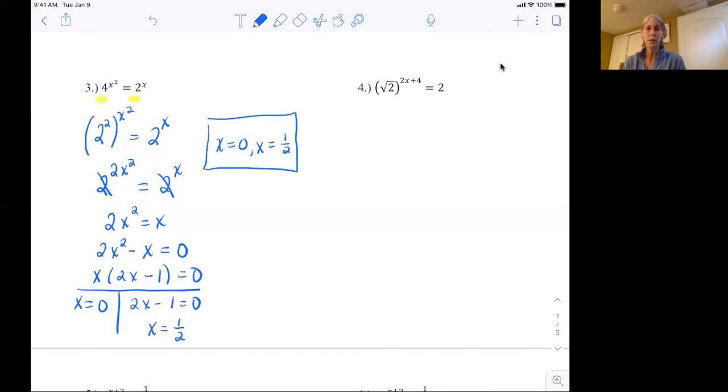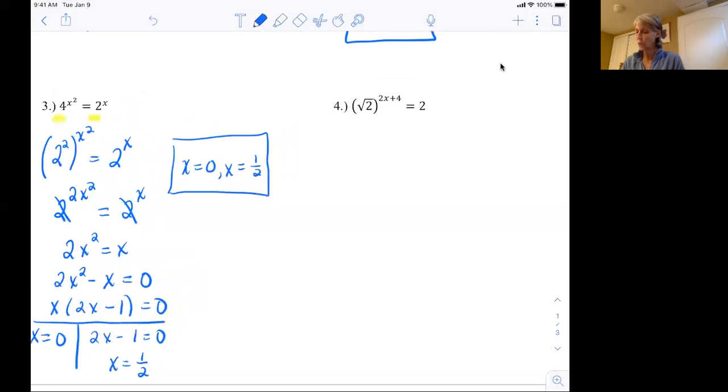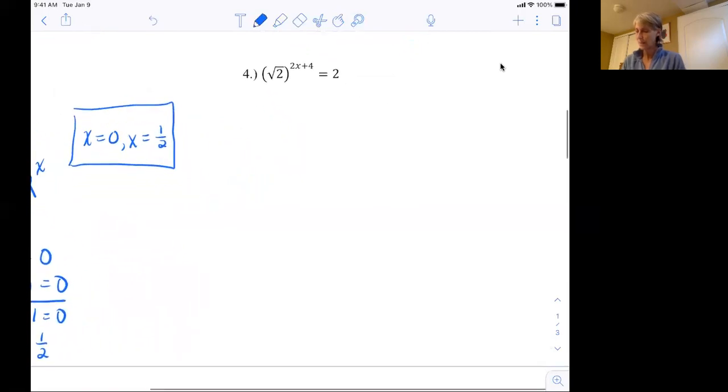Next one's a little bit tricky because of this square root sign. But essentially, if you look inside here, I have a 2 and I have a 2, so I have a common base. What I have to consider is, how can I rewrite that square root sign? And remember, another exponent law, the radical of x to the p. So if I have the square root of 2, this is really the same as saying 2 raised to the 1/2.